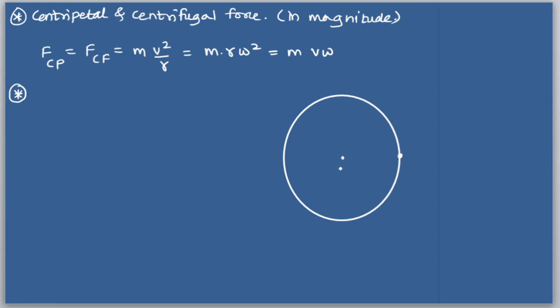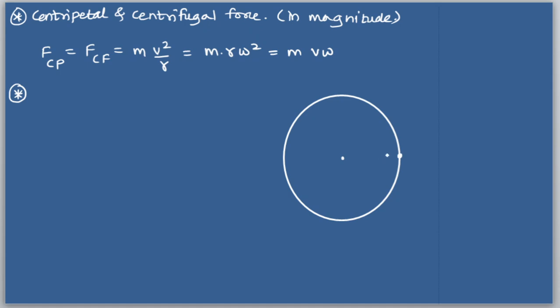Note that centripetal force and centrifugal force are acting on the same particle. Okay, they do not form the action reaction pair. For an action reaction pair to be formed, we need two forces which are equal in magnitude, opposite in direction, and acting on two different objects. But here the centripetal and centrifugal force act on the same object.